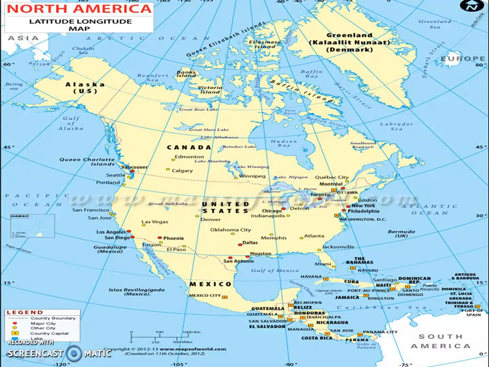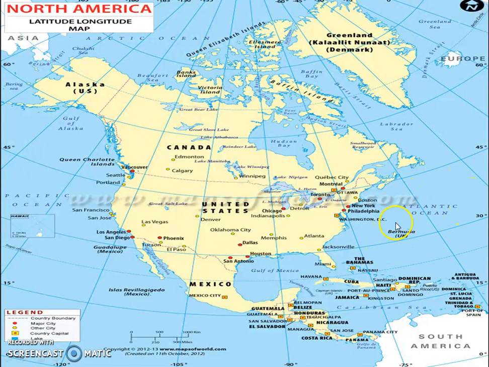You can see the equator is somewhere here, and 0 degree is given here as well. Anything north of the equator is in the northern hemisphere. So this Atlantic Ocean is the North Atlantic Ocean. Of course it's one big ocean, but it is divided into north and south. That's it.